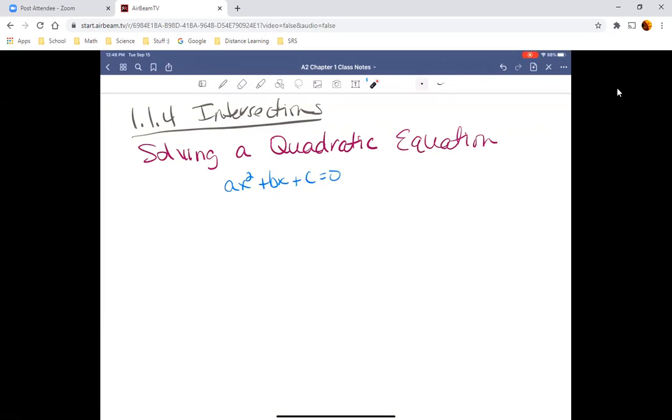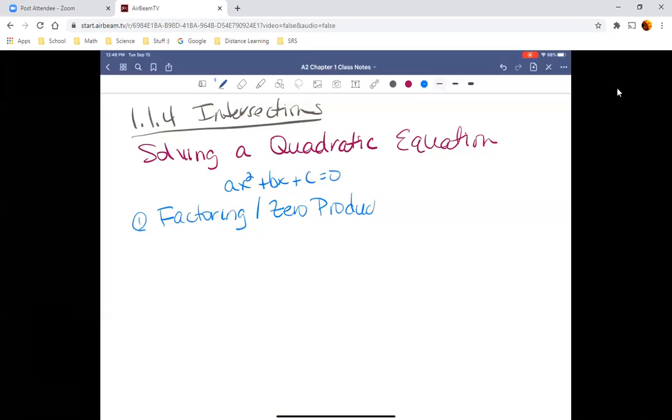There's a couple different ways that you can solve these. One of them is you can graph them, which we'll get to a little later. The other two are more algebraic: factoring and the quadratic formula. So one way to solve them is by factoring. And then you're going to use the zero product property. Remember the zero product property?